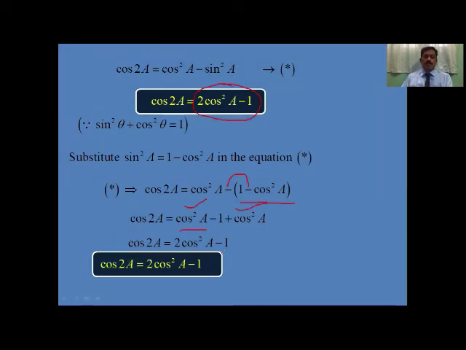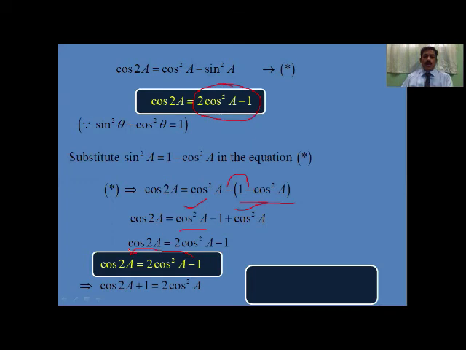This formula we are going to rearrange to get another formula. We can write cos 2A + 1 = 2cos²A, by taking this minus 1 to your left hand side. From this we can conclude cos²A = (1 + cos 2A)/2, by cross multiplying this 2 to your left hand side.